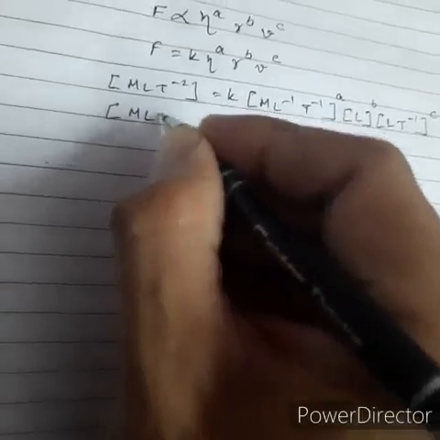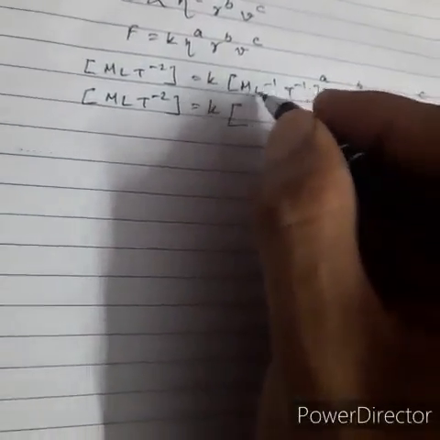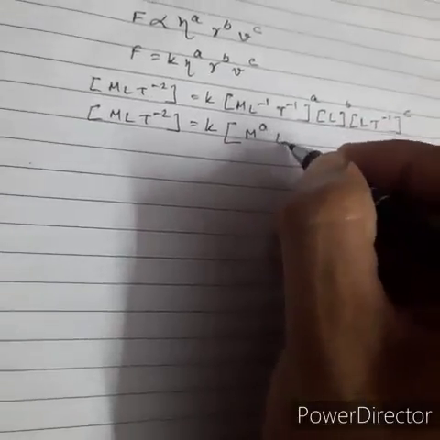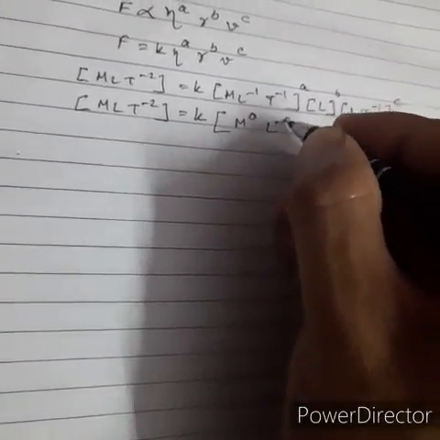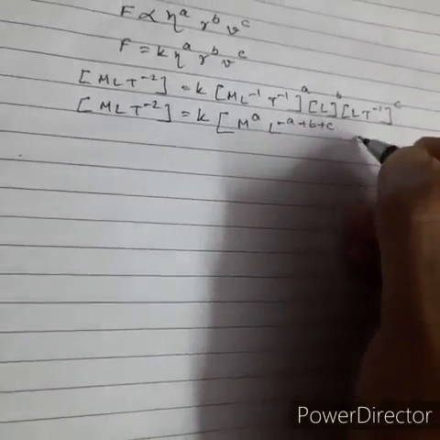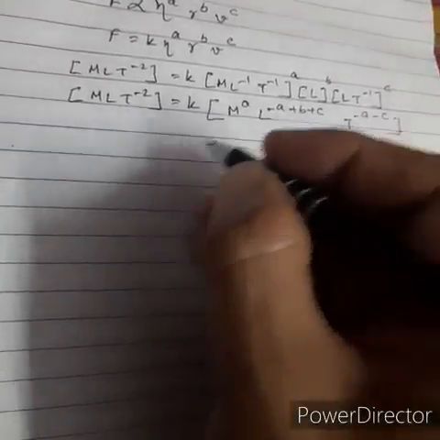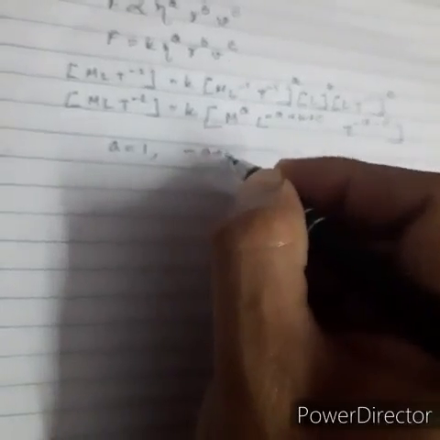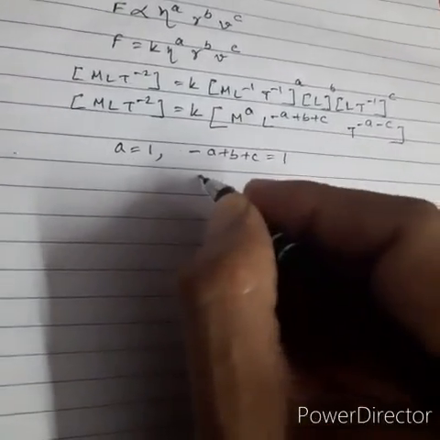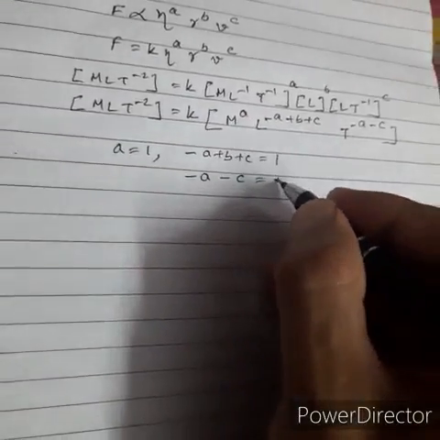Now MLT^-2 is equal to K. See here, M is only present in eta, so it is M to the power A. L has power minus A, L to the power B, L to the power C, so that gives minus A plus B plus C. Then T to the power minus A and minus C. Now compare both sides. So you get A is equal to 1, minus A plus B plus C is equal to 1, and minus A minus C is equal to minus 2.